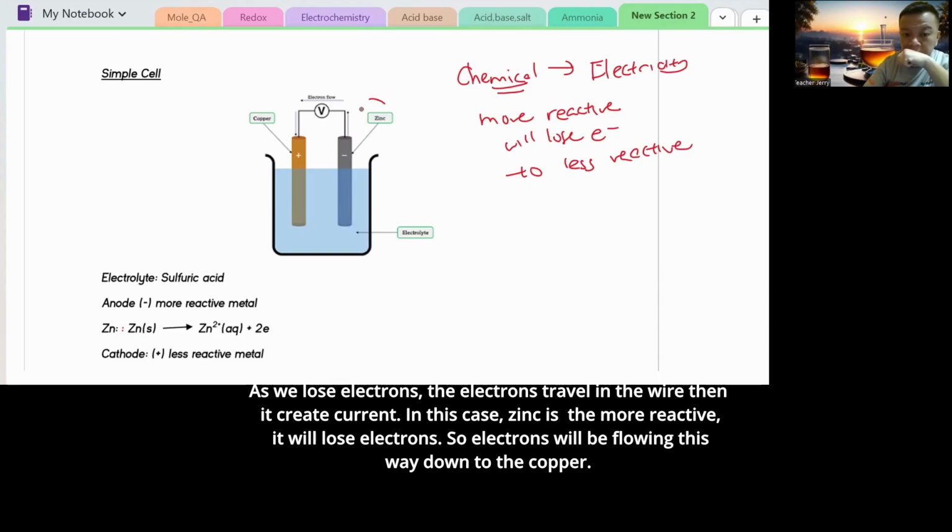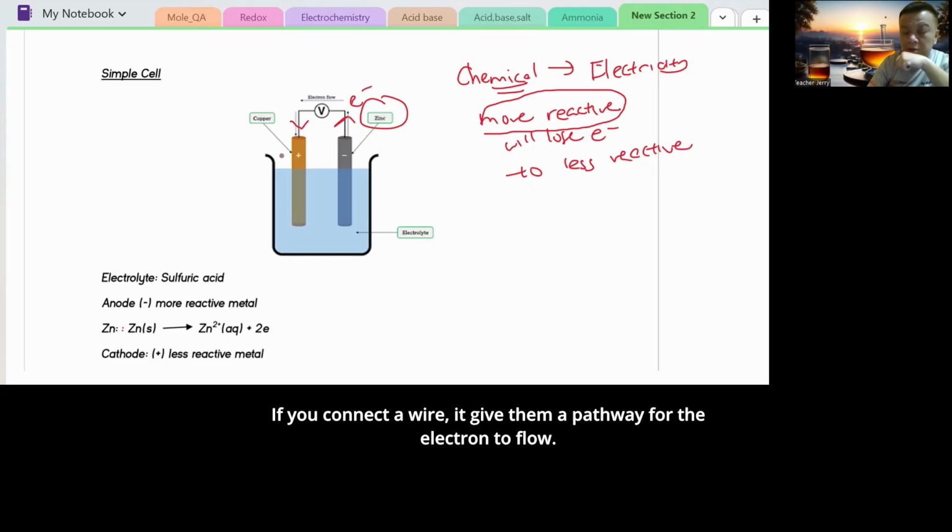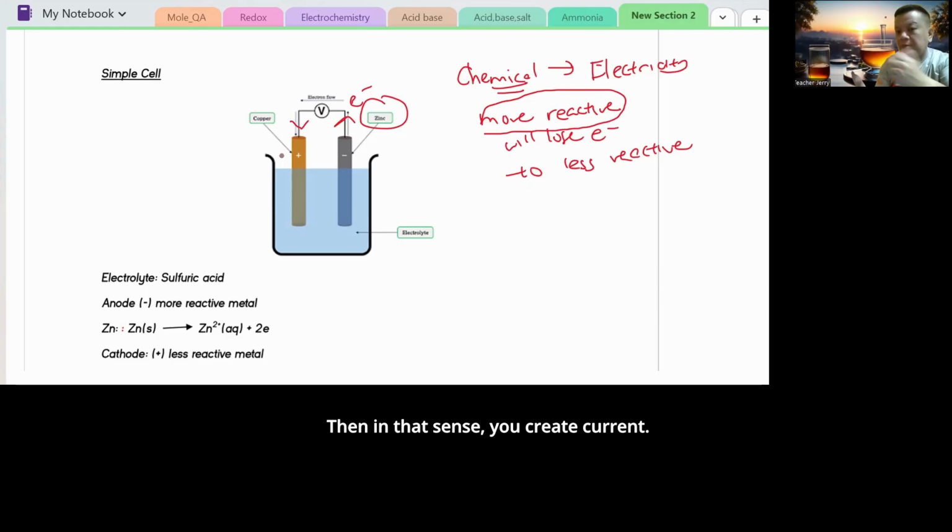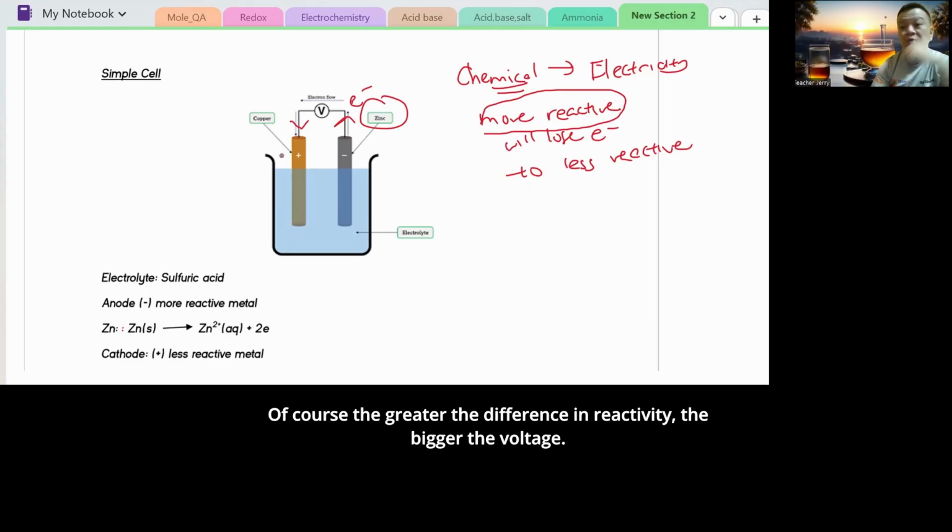So in this case, the zinc is the more reactive. It will lose electrons, so the electrons will be flowing this way down to the copper. If you connect a wire, it gives them a pathway for the electrons to flow. Then in that sense, you create current. And of course, the greater the difference in reactivity, the bigger the voltage.